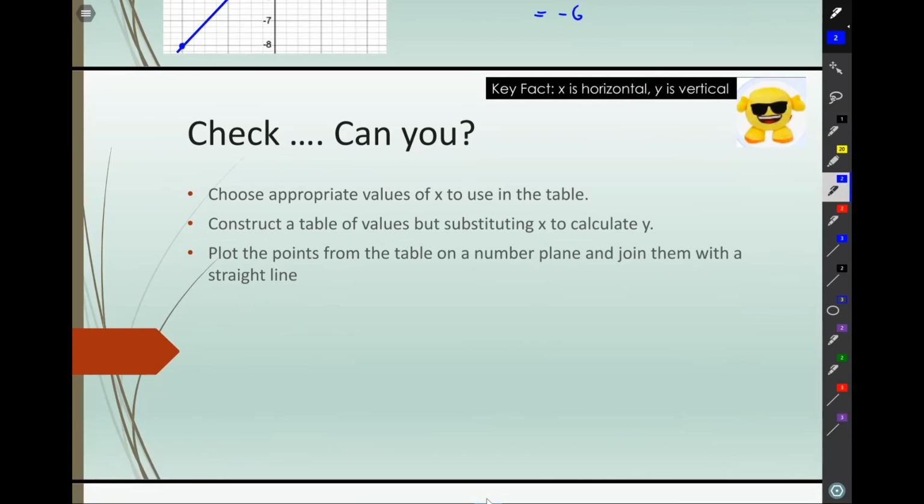So yeah, you should be comfortable with choosing a set of x values for our table of values, substituting in x, calculating y, and then plotting the points that you've calculated. After you've done the textbook questions, you should be able to do all of these 3 things comfortably.